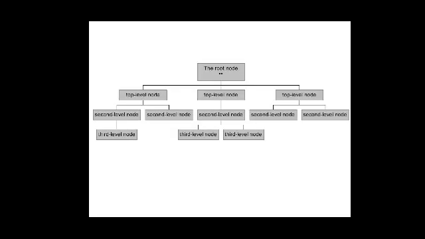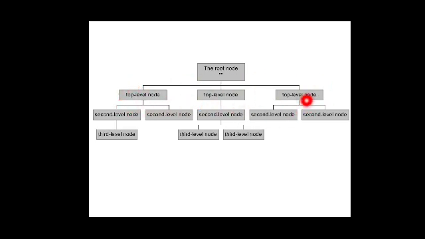Here is an example of a domain namespace. On top of the domain namespace you have the root node. The root node is generally specified with a dot. Below the root node you have the top level nodes.